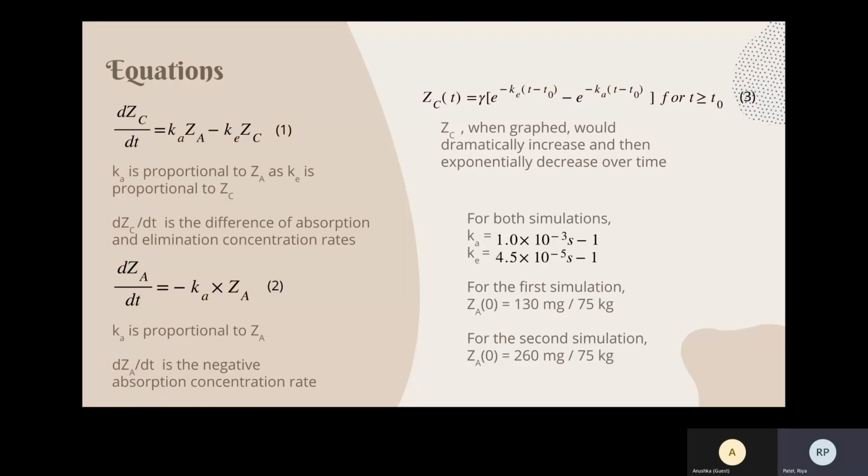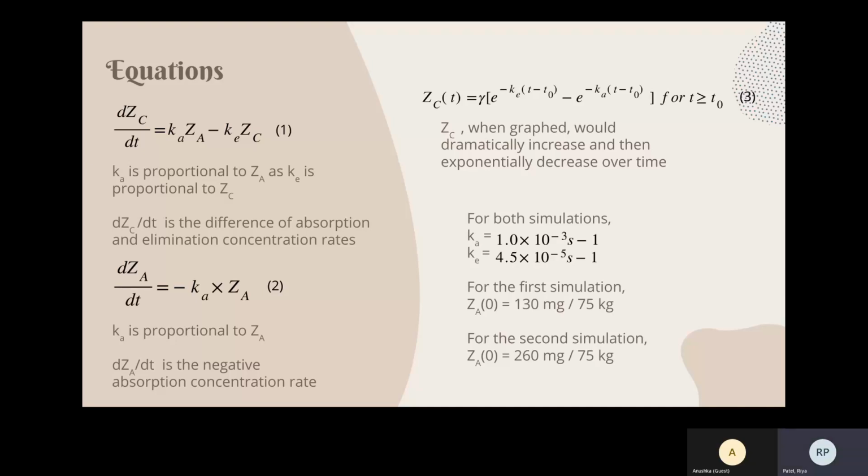Ke and Ka values are given as the following. Ka equals 1 times 10 to the negative 3 inverse seconds, as Ke is given as 4.5 times 10 to the negative 5th inverse seconds. With these values in mind, an analytical solution was provided as seen in equation 3, in which the caffeine concentration should dramatically increase before exponentially decreasing over time.